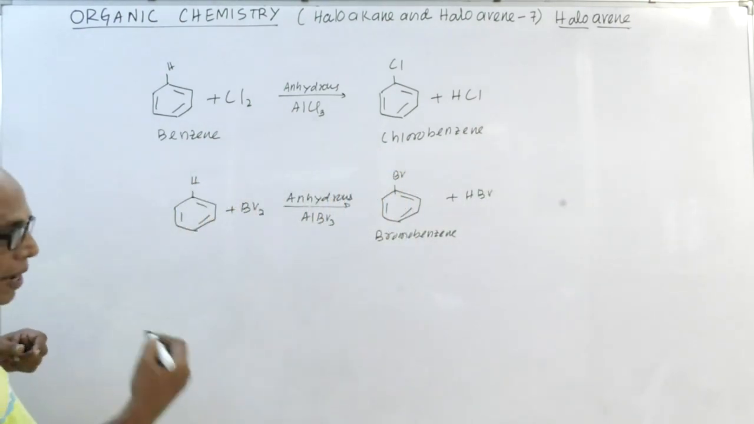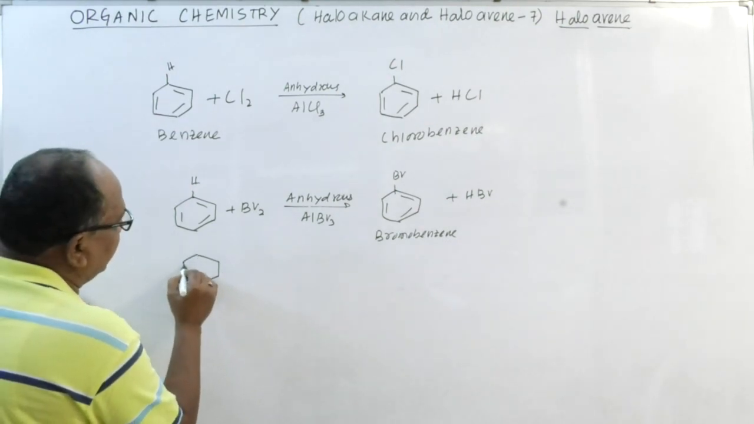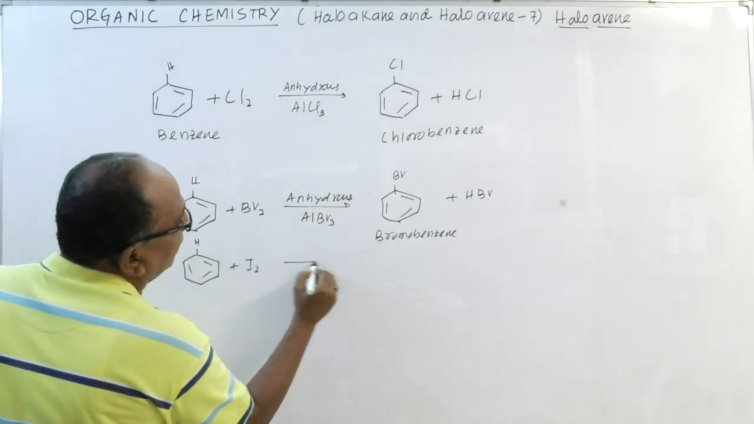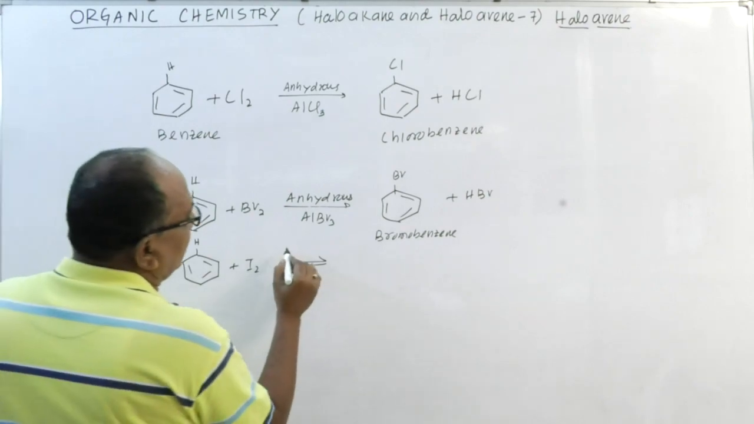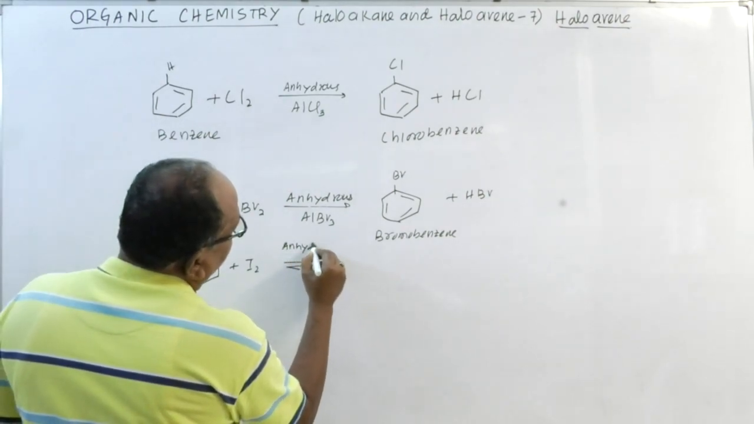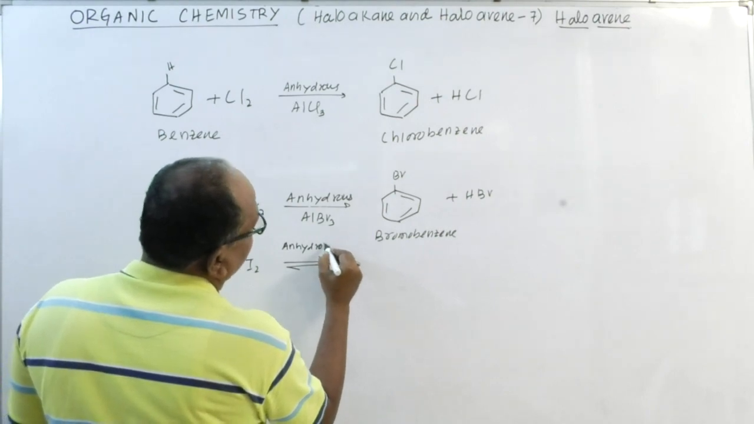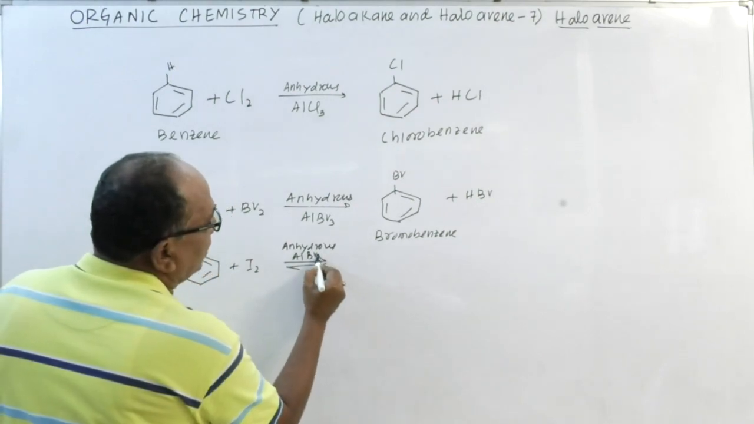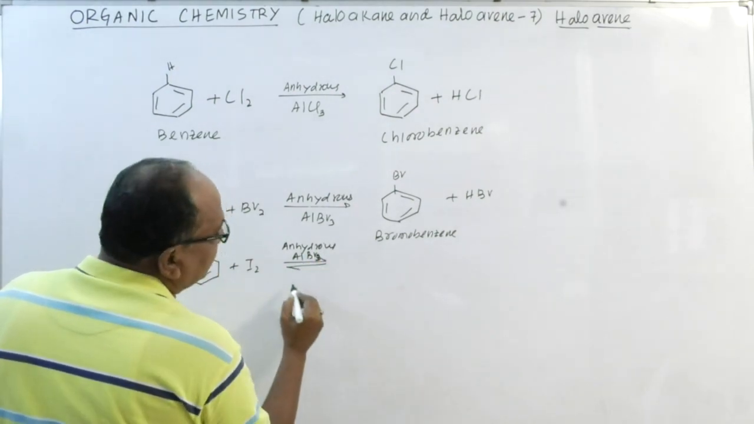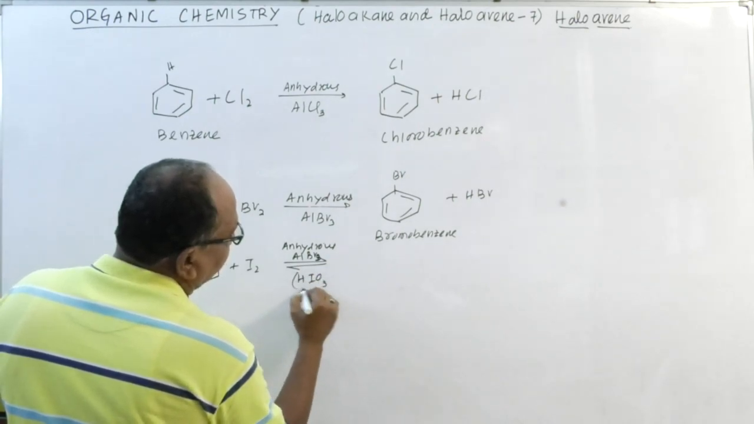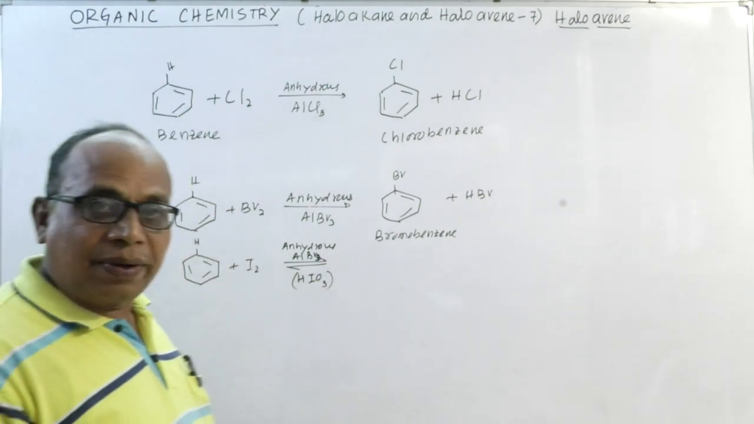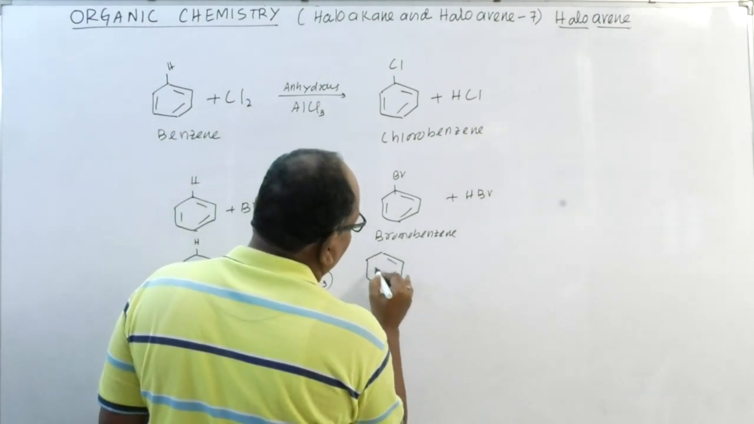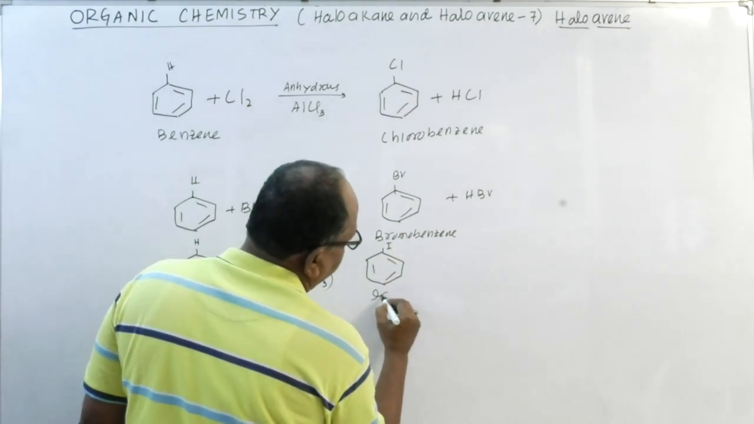Similarly, we can make iodobenzene by using benzene reacting with iodine. Mind it, this is a reversible reaction, in presence of anhydrous aluminum bromide and in presence of an oxidizing agent like HIO3 to make the reaction irreversible. So it will form iodobenzene.